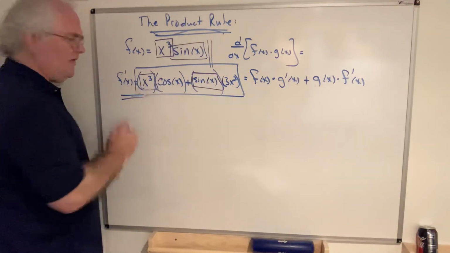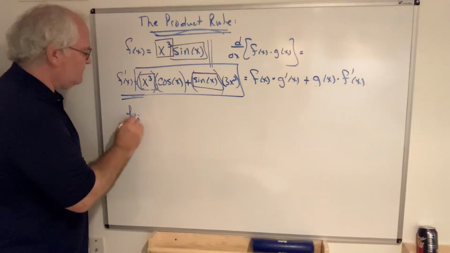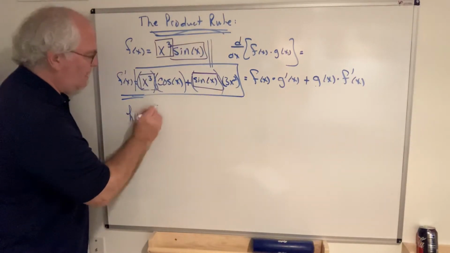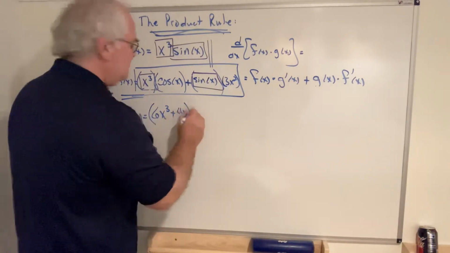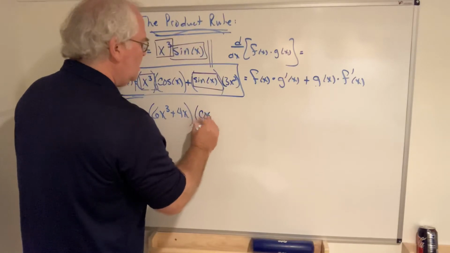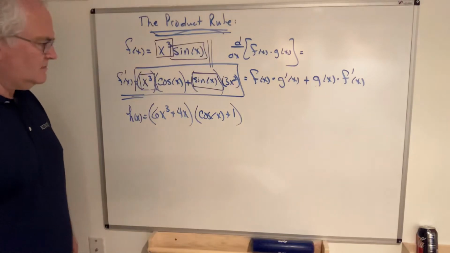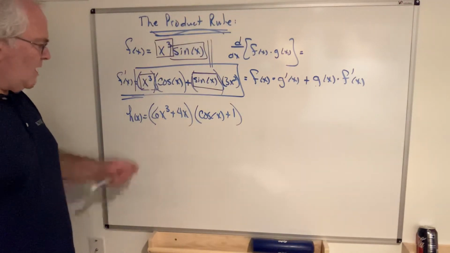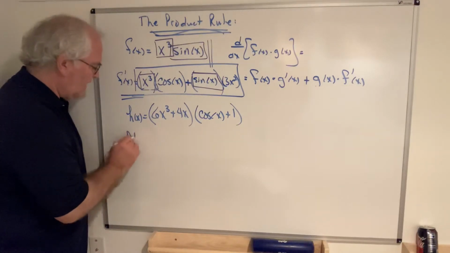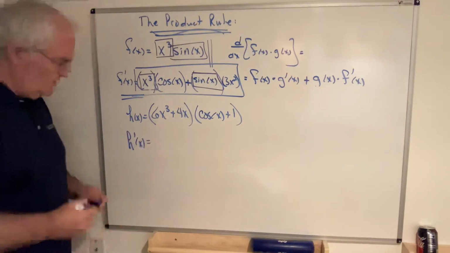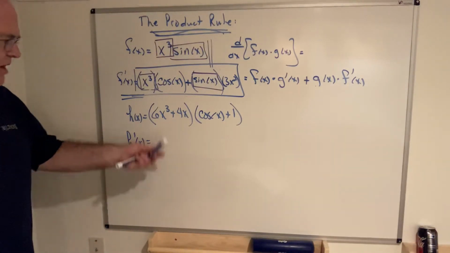So now the only thing left to do is practice this. Suppose I have h of x is 6x to the third plus 4x times the function cosine of x plus 1. I want the derivative of that function. h prime of x is equal to, well, how about this? How about pause the video and see if you can do that? So go ahead and pause the video, work that out.